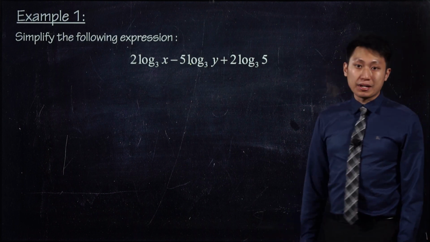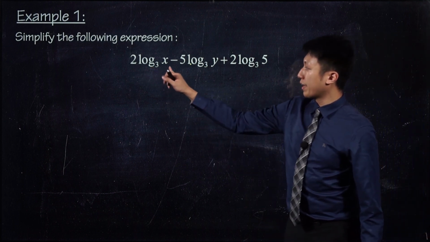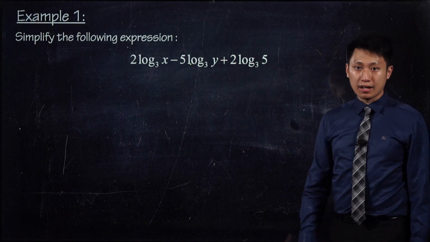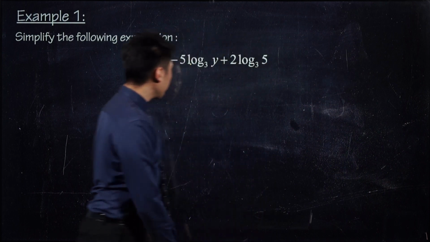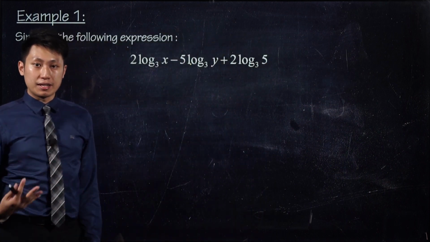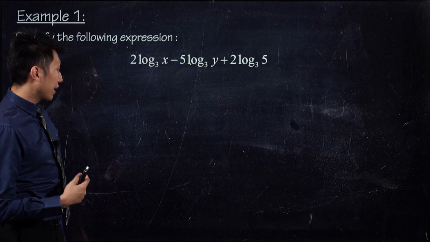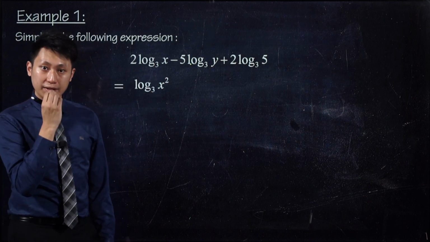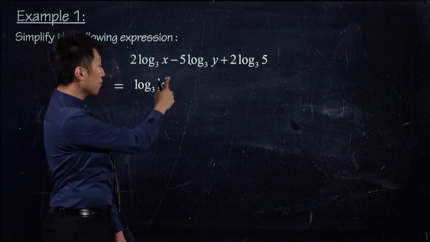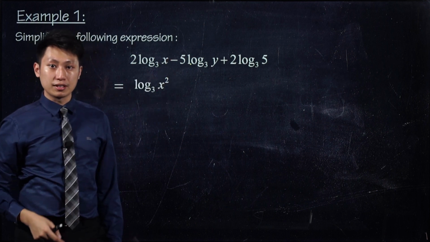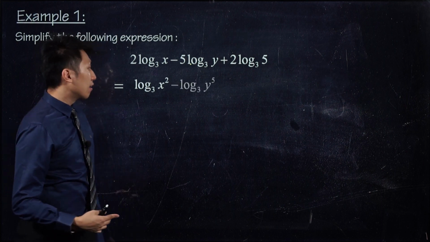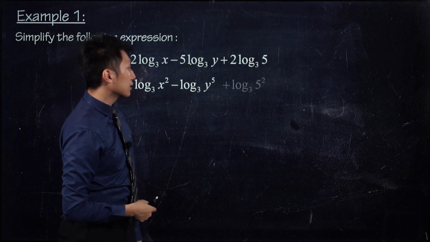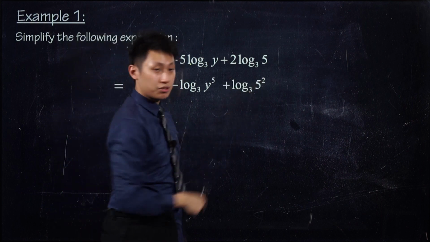Simplify the following expressions. You have 2 log base 3 of x, minus 5 log base 3 of y, plus 2 log base 3 of 5. Okay, so now you have all of them having the same base. So do you see that you can do this? The 2, you put it in, becomes the power. Okay, correct? Constant, put it in, becomes power. Power, put it down, becomes constant multiplication. Then next, minus 5 you can throw inside, and plus the log base 3 of 5 squared.